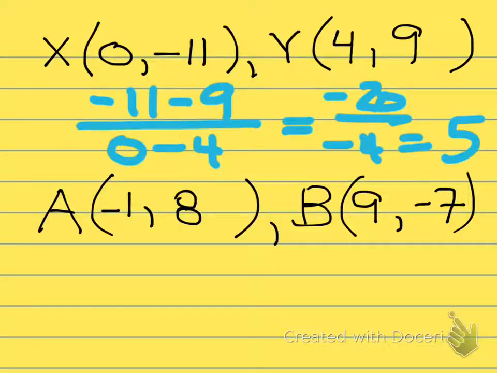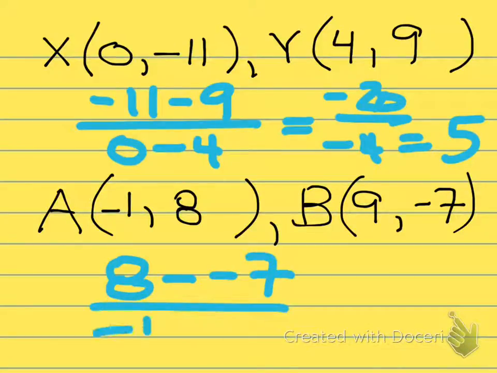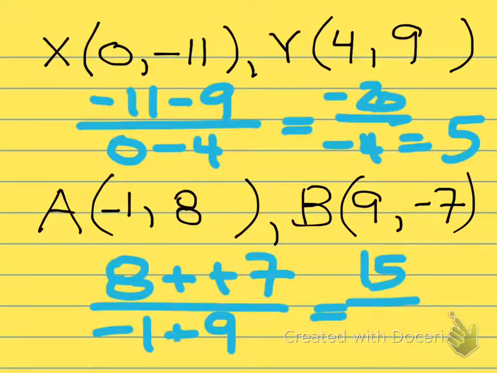And again, subtract the y's over the x's, which gives me 15 over -10, which we can simplify by dividing by 5, so that gives me 3 over -2.